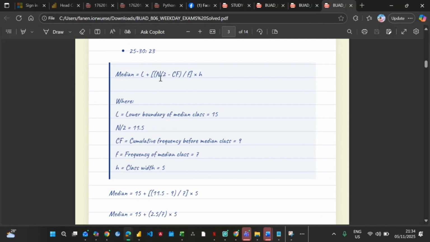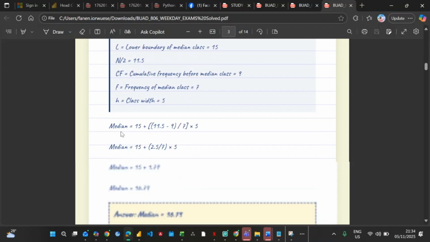So once you have all the parameters, just like I explained here, you now put the lower boundary, which is going to be 15, then plus open the square bracket, then n divided by 2, that is 23 divided by 2, minus CF. CF is 9, divided by F. Your F is 7, times H. H is the class interval, 5. That's all. So you now substitute the values: 15 plus 11.5, where 11.5 is 23 divided by 2, minus 9, divided by 7, times 5.